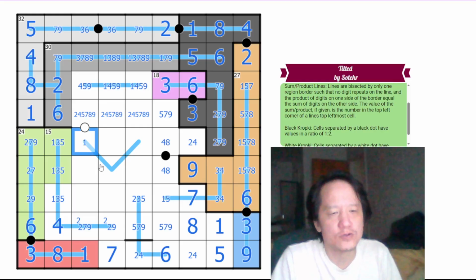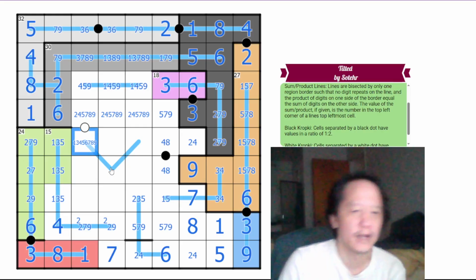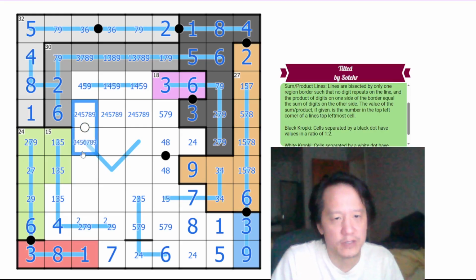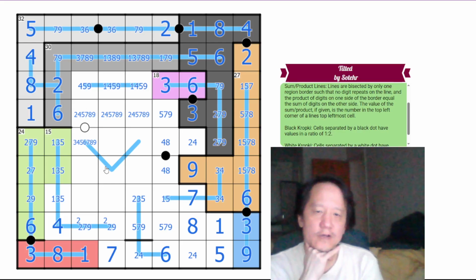2 can be next to 1 or 3. 4 can be next to 3 or 5. 5 can be next to 4 or 6. This is basically 1 through 9 without a... Oh, this can't be 1 because of the 1 in the column. So this is 3 through 9 then. That's not too helpful.